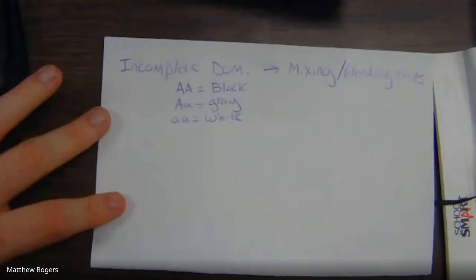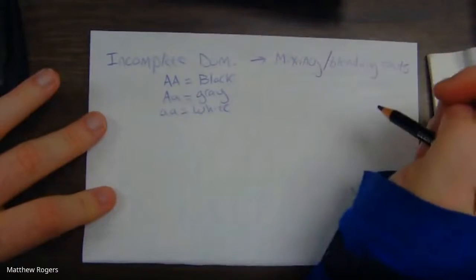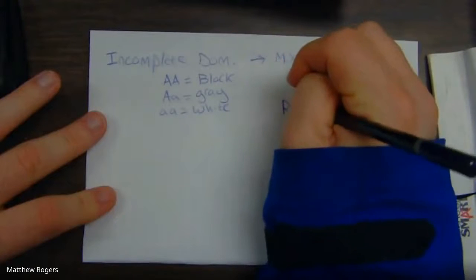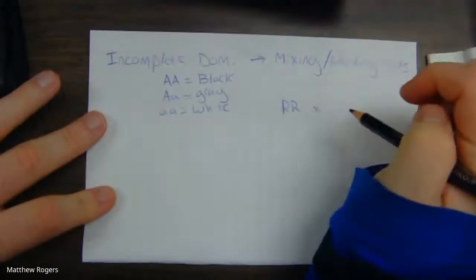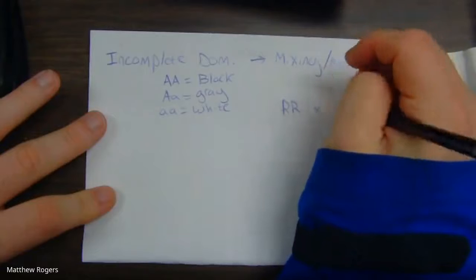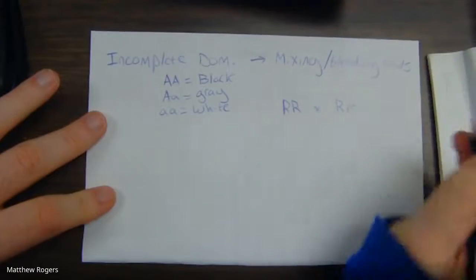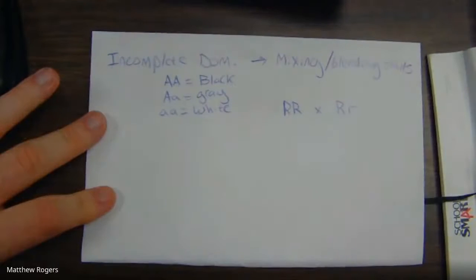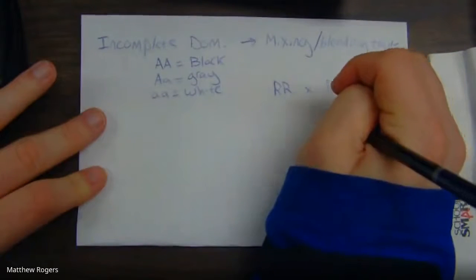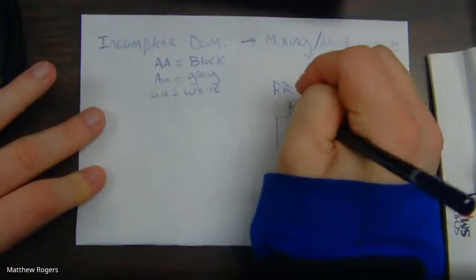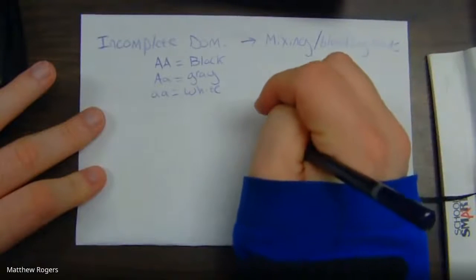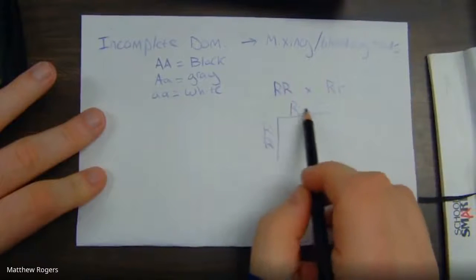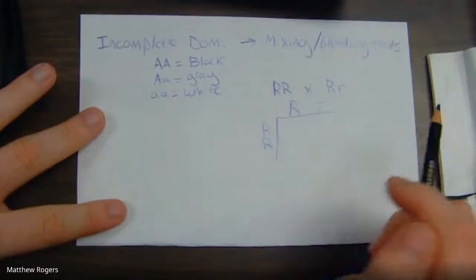Okay. So let's do one. We have red snapdragons, they're flowers, big R, and they cross with pink snapdragons, which is big R, little r. And we need to find out what they're going to produce. And so we'll go ahead and put them down, big R, little r, big R. It doesn't really matter what side you put them on. I guess technically I should have put the big R here, but that's okay.